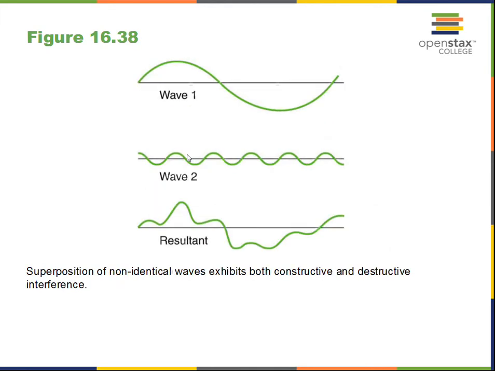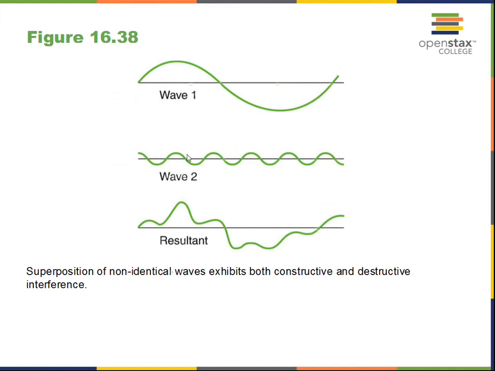Here we have a combination of two waves, wave 1 with a certain frequency, wave 2 with a different frequency. And if we add these two together, the largest effect is the effect of wave 1 taking us up and taking us down. But wave 2 modulates the net result and gives us this squiggly pattern. But superposition, adding up the displacements of the two waves.